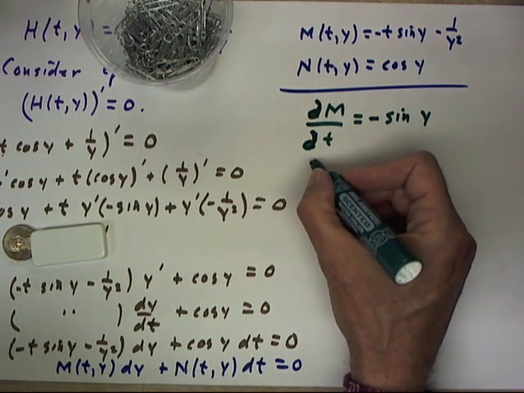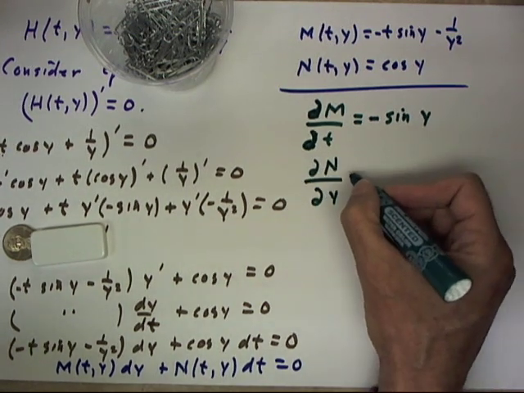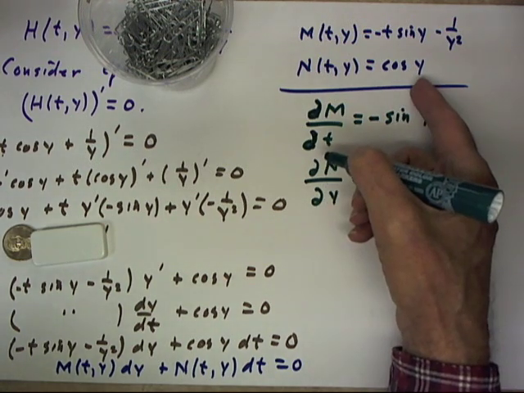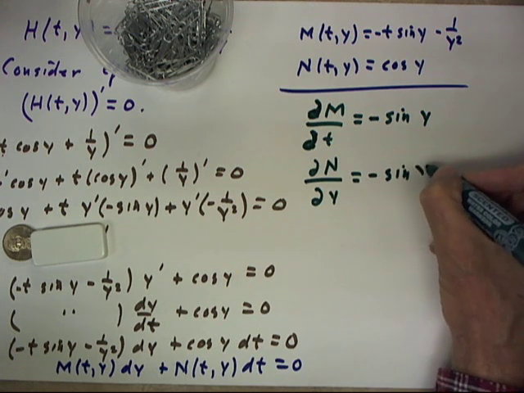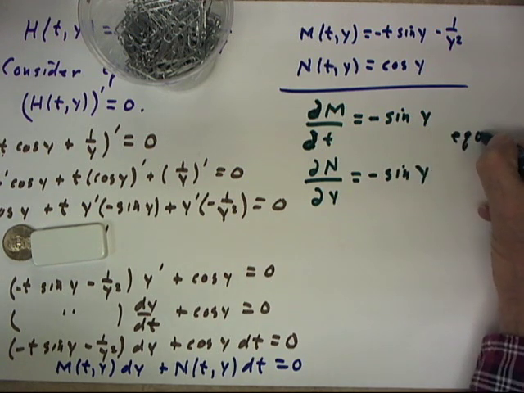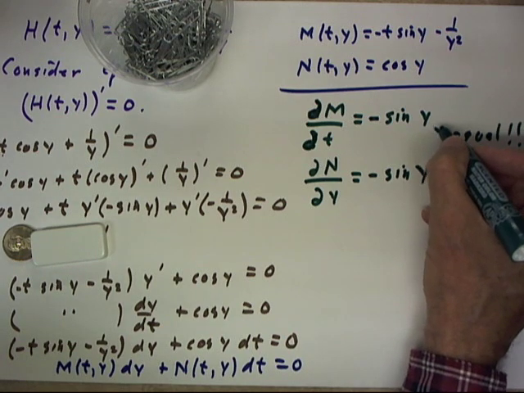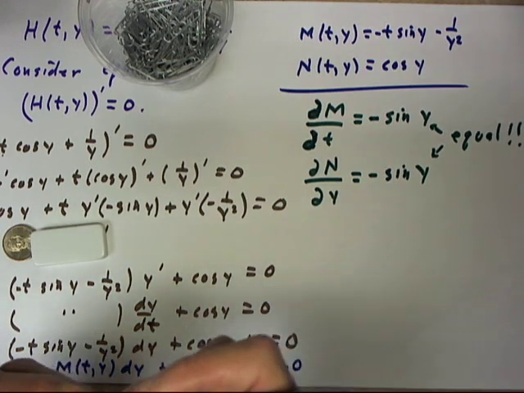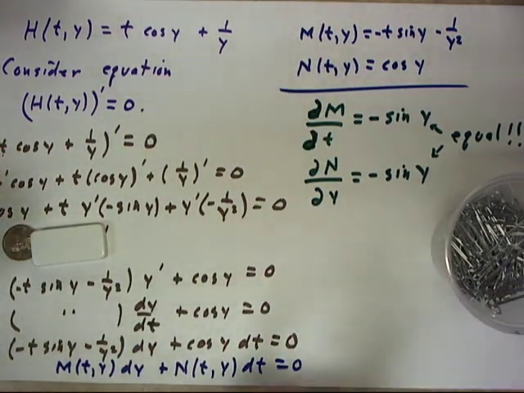Now, I want to also look at partial of N with respect to y. What's the partial of N with respect to y? Well, derivative of cosine y is negative sine y. These are equal. Now, that could have been predicted, but you might or might not have noticed why. So let's go back and trace this out again.